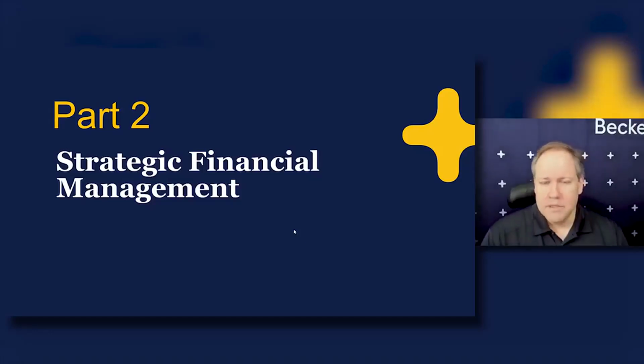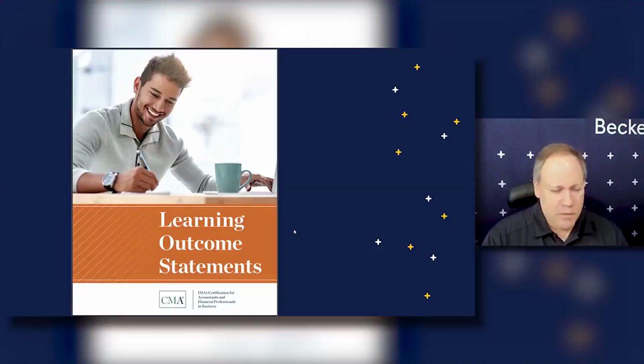Okay, so now let's go into a little bit more depth specifically about Part 2, which has an overall title of Strategic Financial Management. Now, one question we're sometimes asked is, well, how do you know what's on the CMA exam anyway? How do you know what to put into your textbooks and so forth? And again, there's a publicly available document through the IMA's website called Learning Outcome Statements. And that's exactly what it does. It describes what is within the scope of the exam.